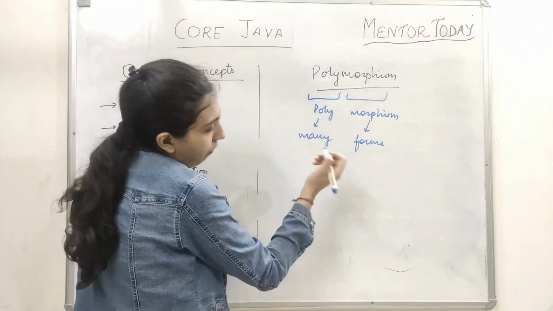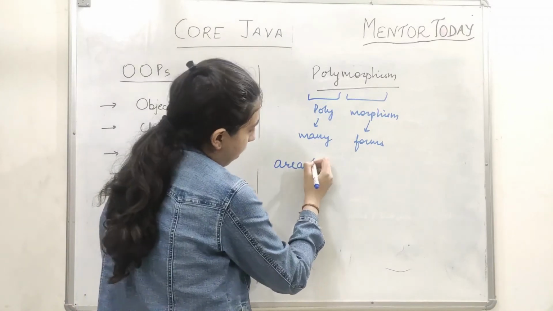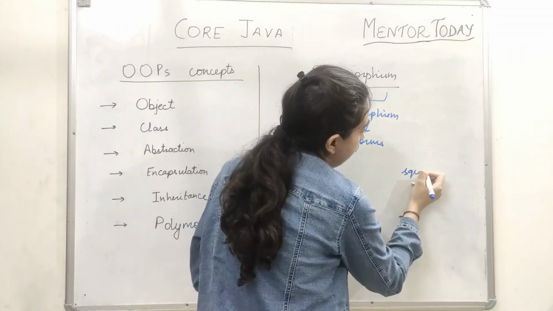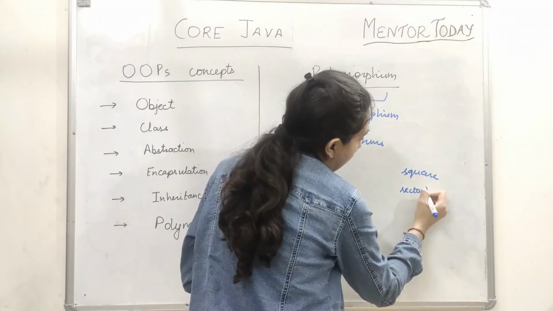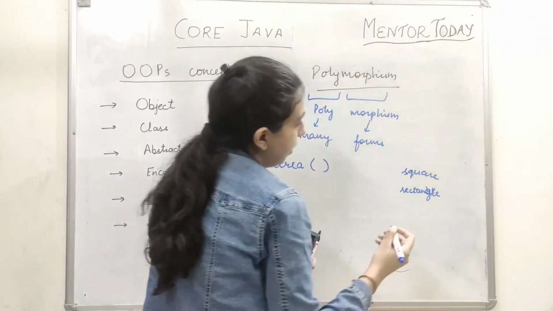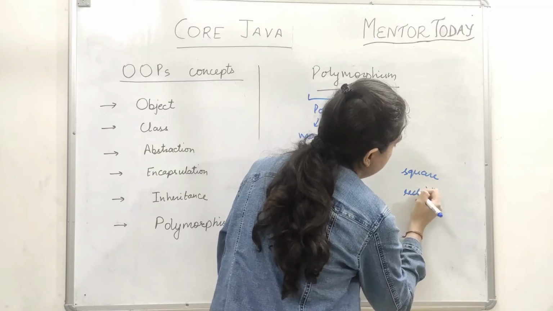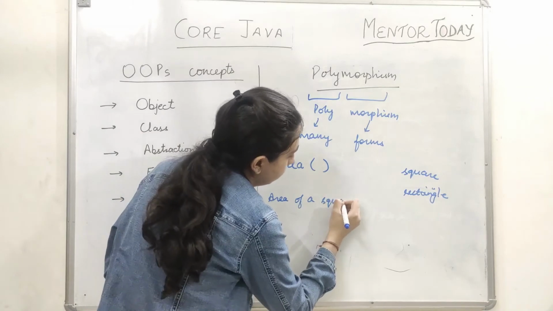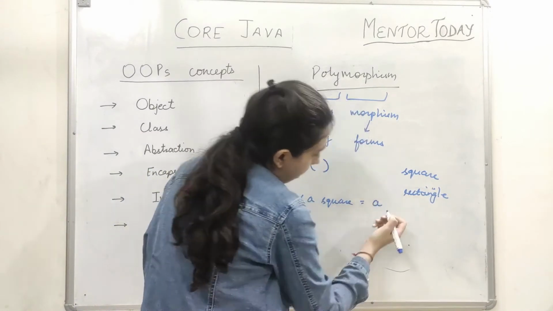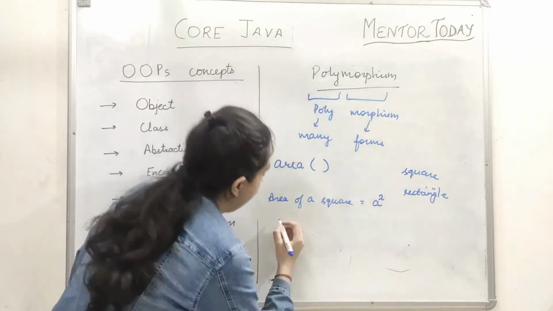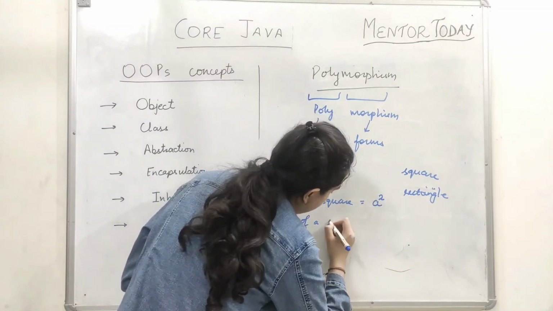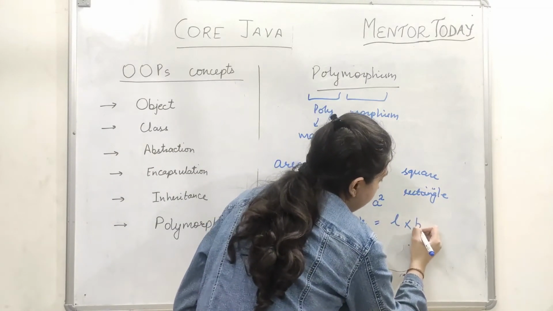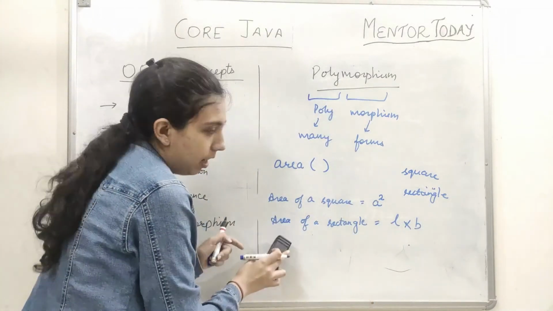For example, I'll make a function in Java, suppose area, and this area function can be used to calculate the area of a square as well as a rectangle. We know the calculations of the area of a square and a rectangle have different formulas. So the area of a square is side squared. I'm representing side as A, so A squared, and the area of a rectangle is length into breadth. The formula is different, but the result is ultimately the same, that is area.